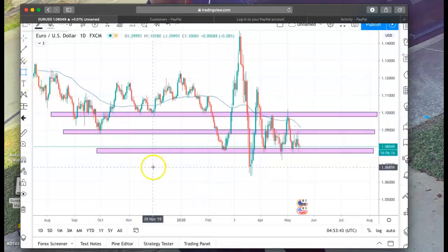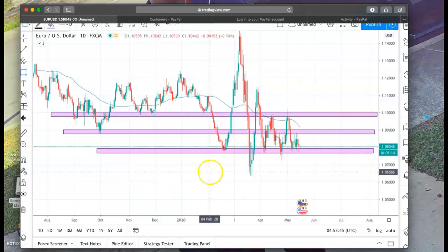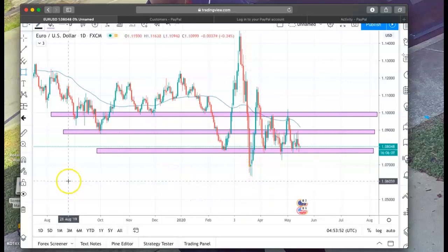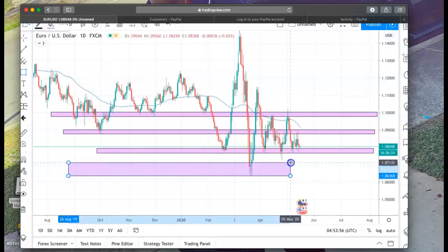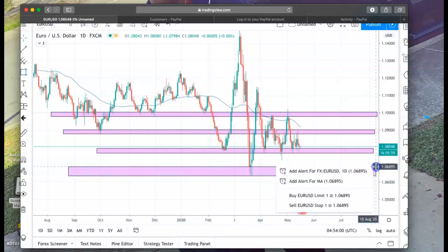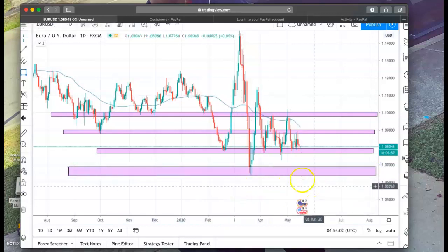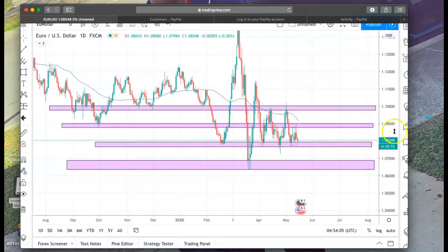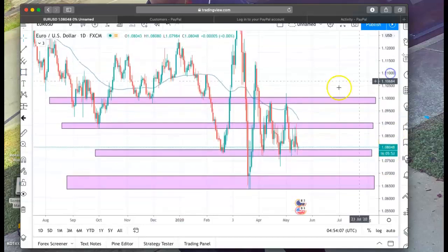Then I'm going to draw another area of support. I'm sorry, support. So we have a bunch of rejection here. So I'm going to draw a zone in this area as well. So we have 4 areas of support and resistance. Like I said, it's a very important key to trading.